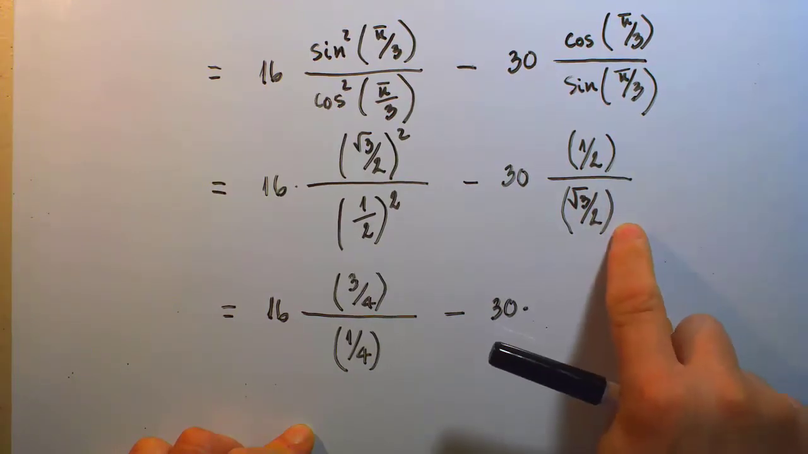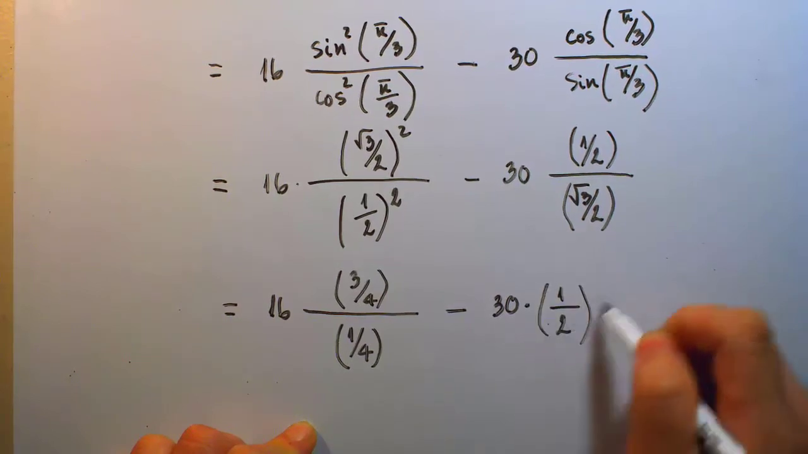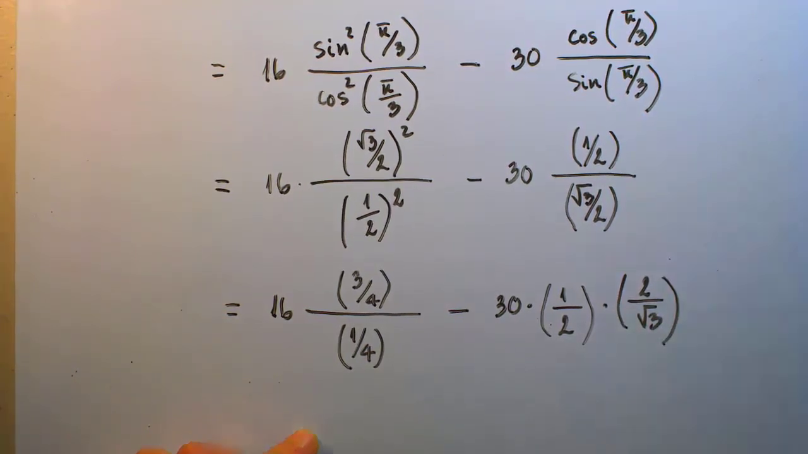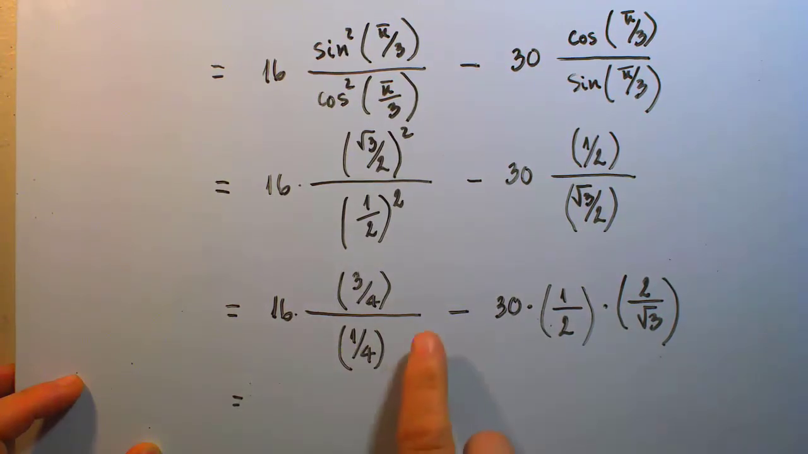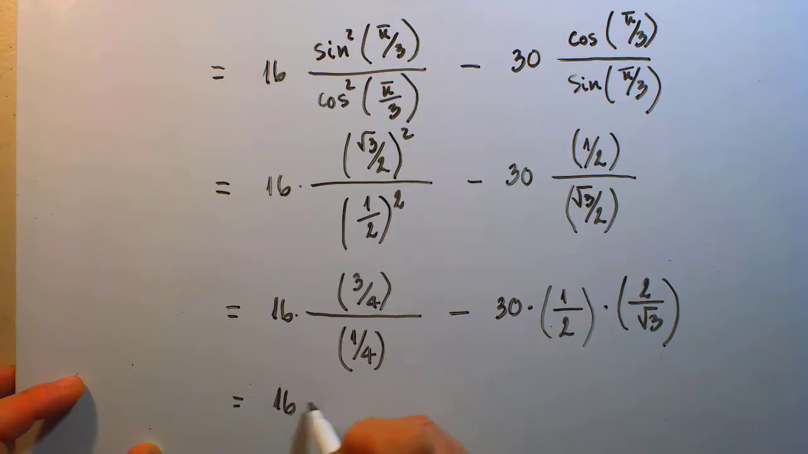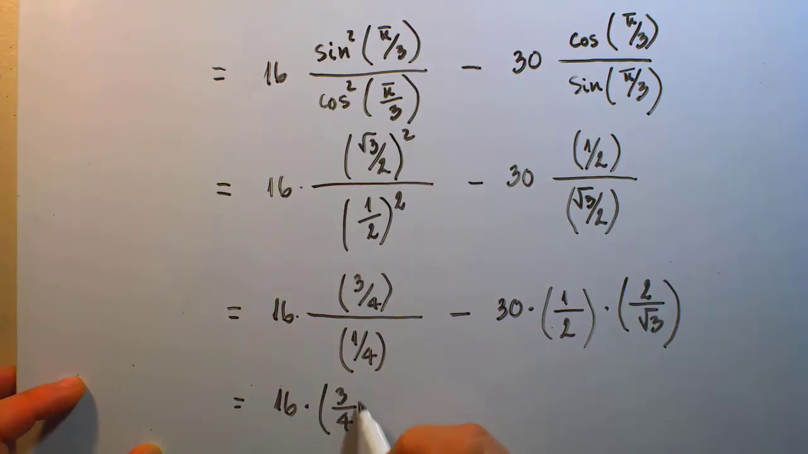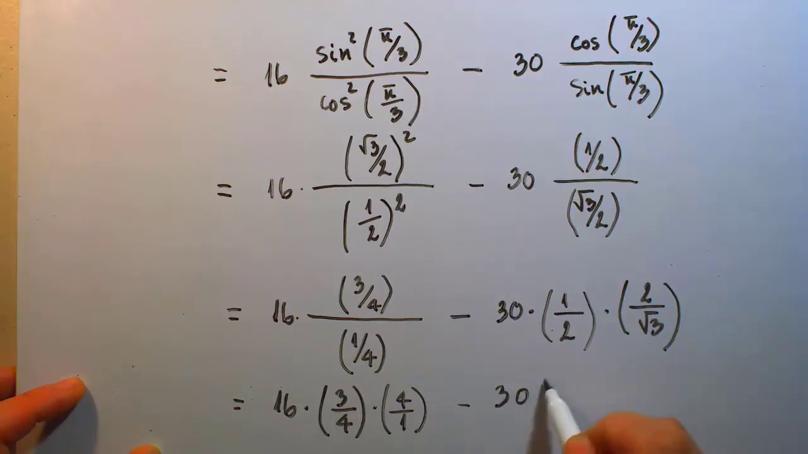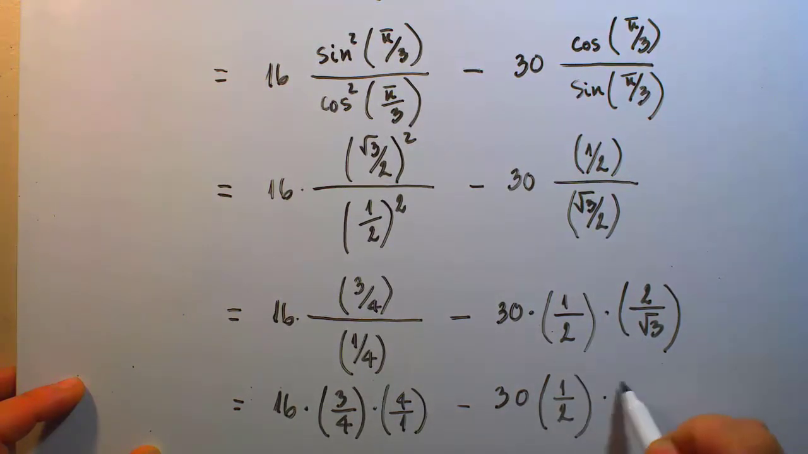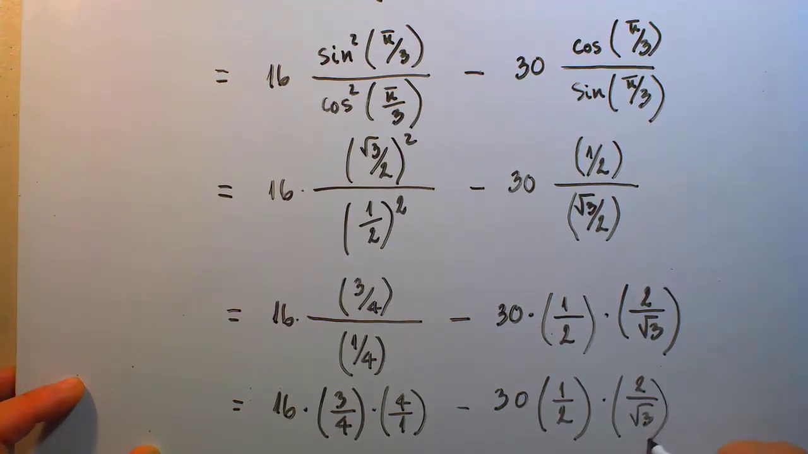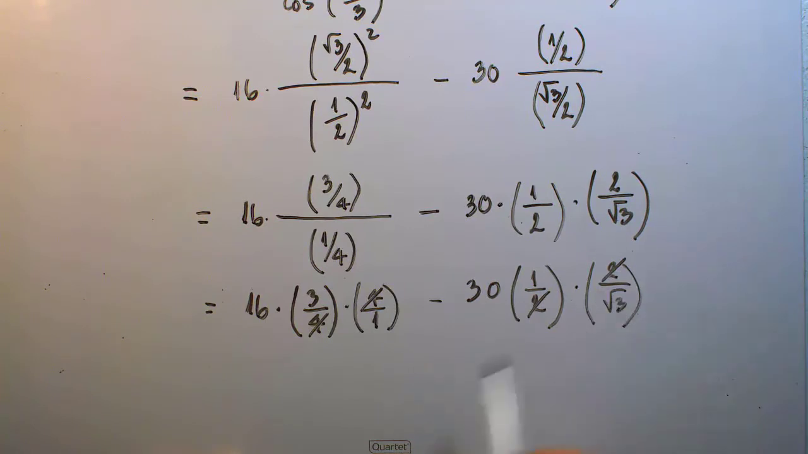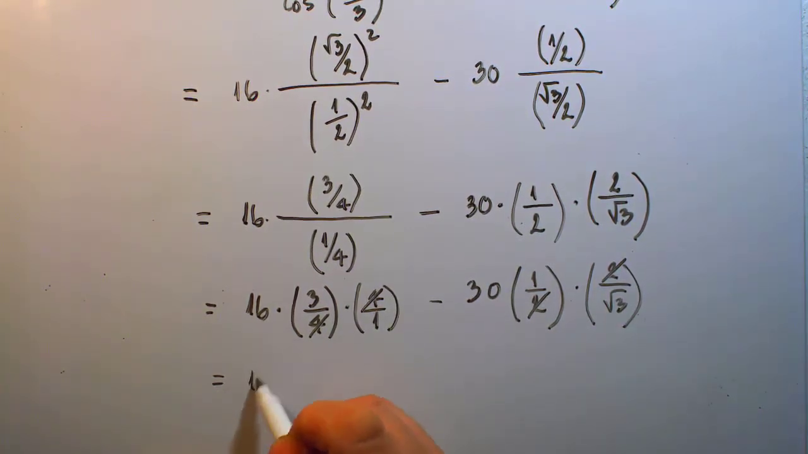We got one fraction divided by another fraction. So that's going to be 1/2, and I'm multiplying by the reciprocal, so times 2 over square root 3. Back to my expression, in the first term I have 16 times 3/4 times 4 over 1, minus 30 over 1/2 times 2 over square root 3. Some cancellation can happen, and now we're ending up with a much more simplified expression. I'm doing this completely without the calculator.